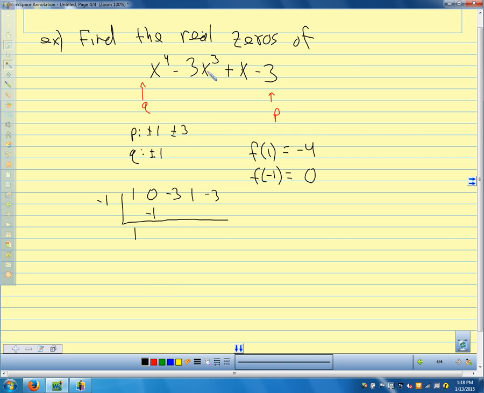Would it be for x squared and put 0? Did I put it in the wrong place? Yeah. No, I did. Nice catch. Thank you.